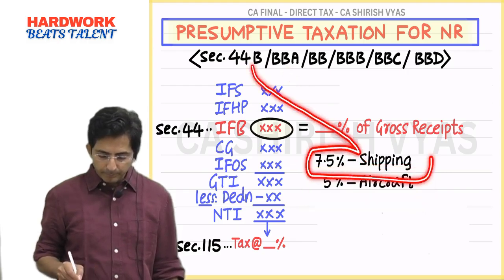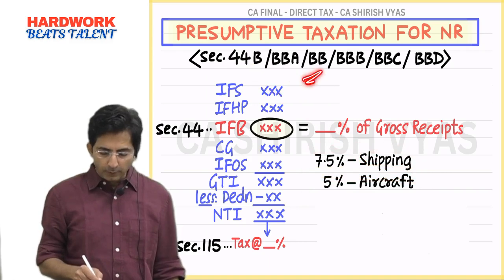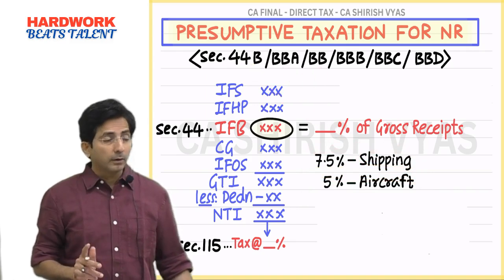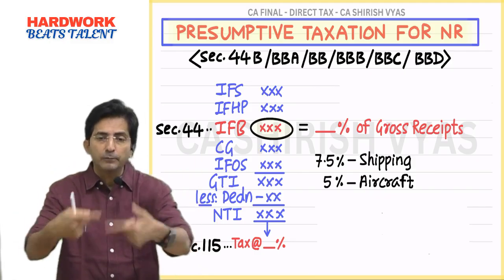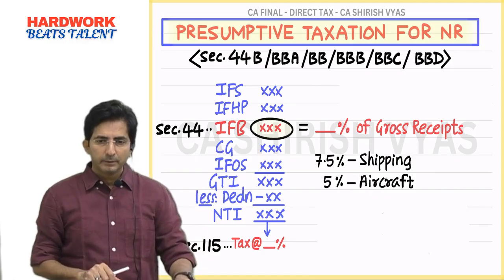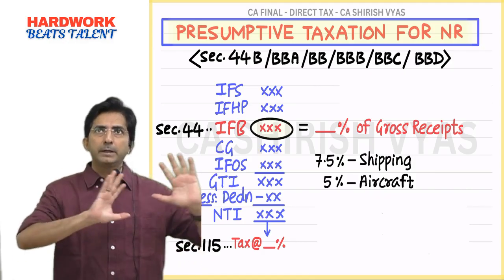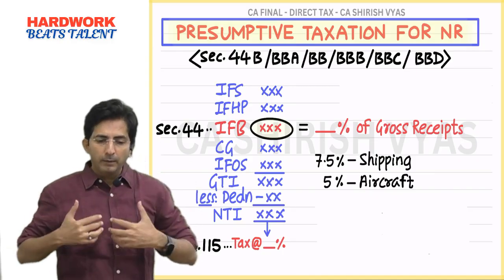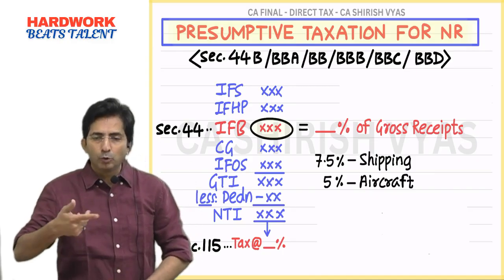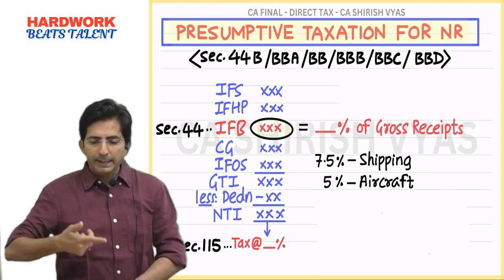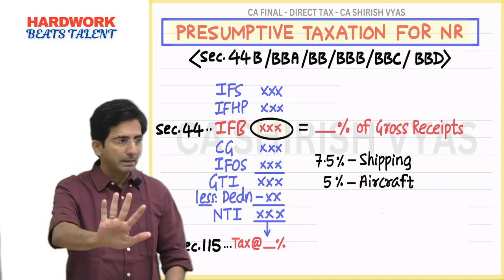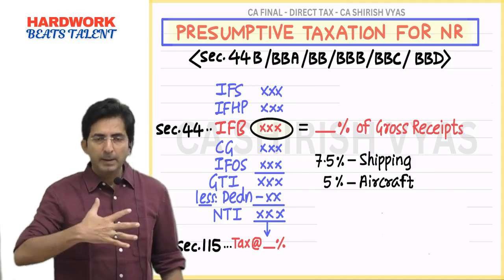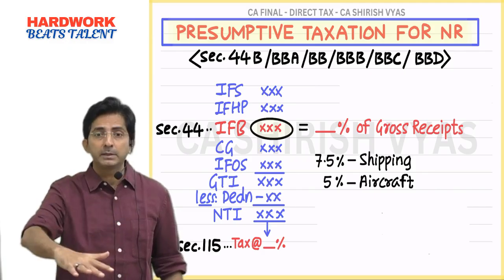44B. Then see, next section is 44BB. This is for a non-resident who is helping the mining business of India. See, imagine a foreign company is helping our India's ONGC. What is ONGC? Oil and Natural Gas Corporation of India. I am just taking ONGC as an example. I mean to say, imagine someone in India doing a mining business.